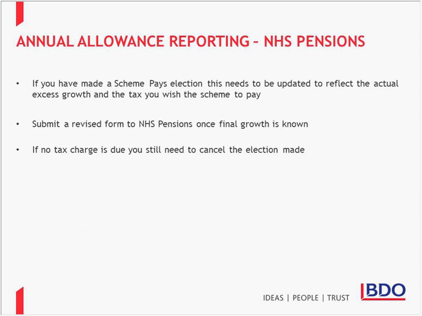Once you have your figures, you also need to amend the scheme pays election. Submit that form to NHS Pensions. If you make an election and there is no tax charge, then you need to notify NHS Pensions that there is no tax charge. Equally, if the amount that you estimate is too much or too little, then that's fine. The form's just amended and the refund is claimed from HMRC, or the scheme pays the additional tax liability. But if you're using scheme pays, you don't see those transactions.